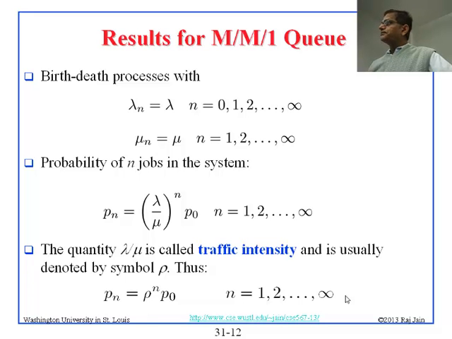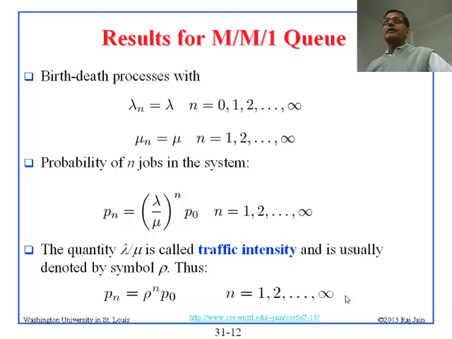Suppose you have one arrival per second and you service 2 per second. Then lambda upon mu would be 1/2. So that is basically the load. That is what we call traffic intensity. Rho is the traffic intensity or the utilization.